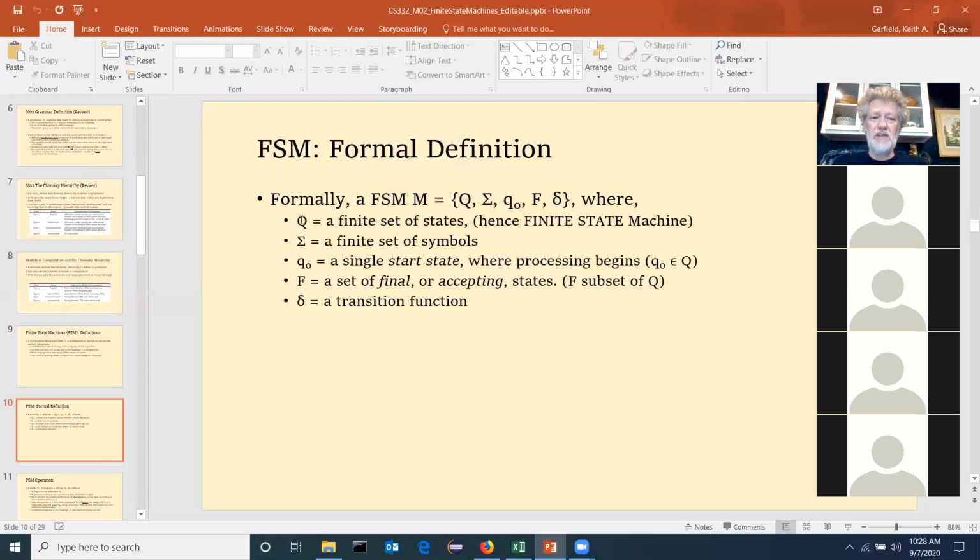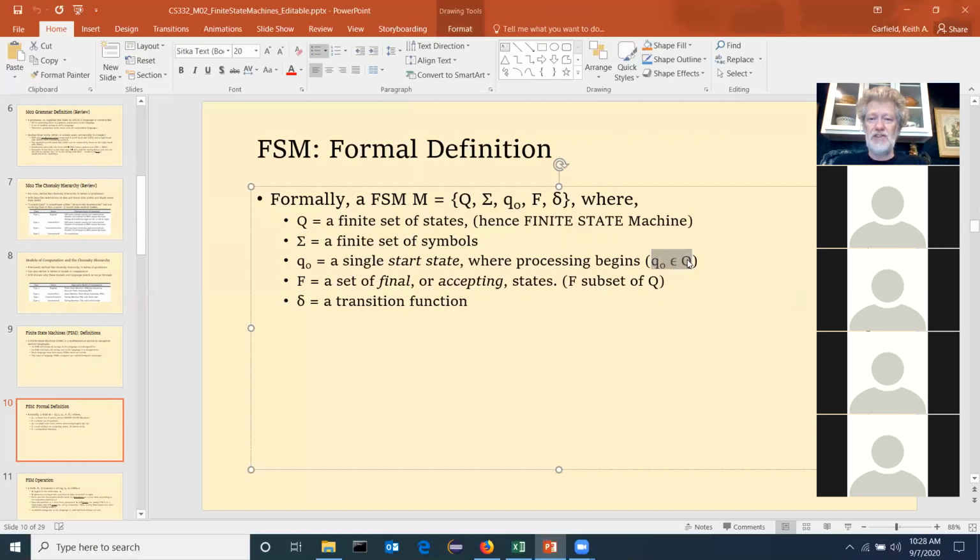Notice, by the way, if we say that Q is the set of states that the machine is composed of and sigma is the set of finite symbols, then this has to be true, right? The start state has to be an element of the set of states in the machine. Why would you start outside of the machine? That has to be true. And also, the set of final states has to be a subset of Q.